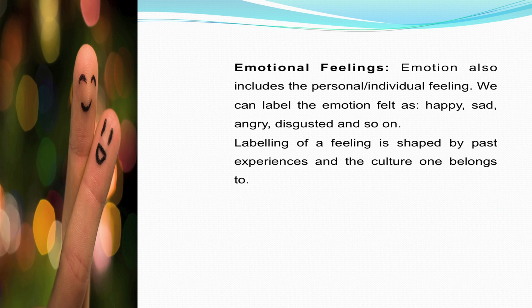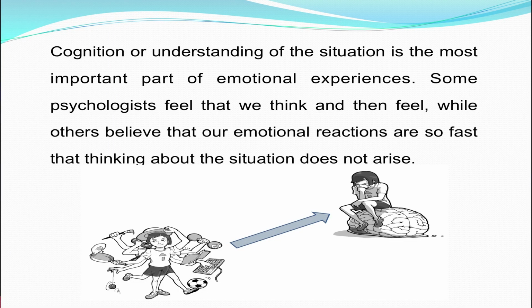Number 3, emotional feelings. Emotion also includes feelings which are shaped by past experiences and culture. Labeling of a feeling is shaped by past experiences and the culture one belongs to. Cognition, that is the fourth one, also plays a very important role in understanding of the situation.